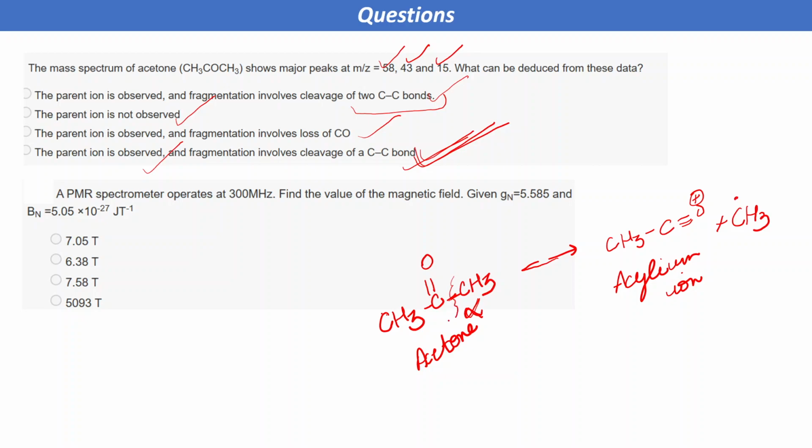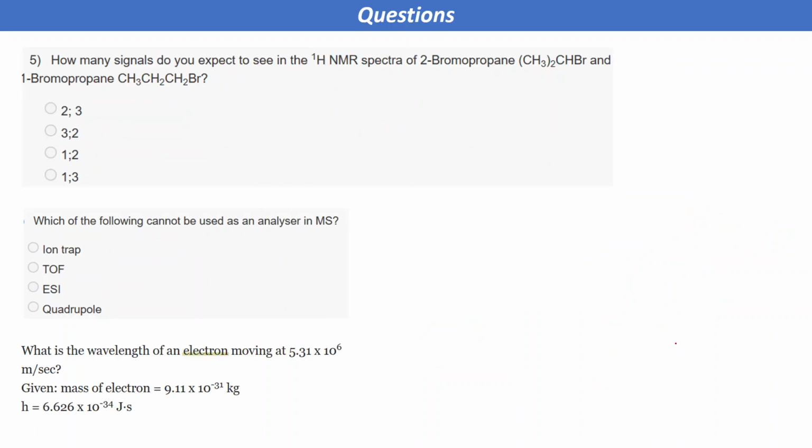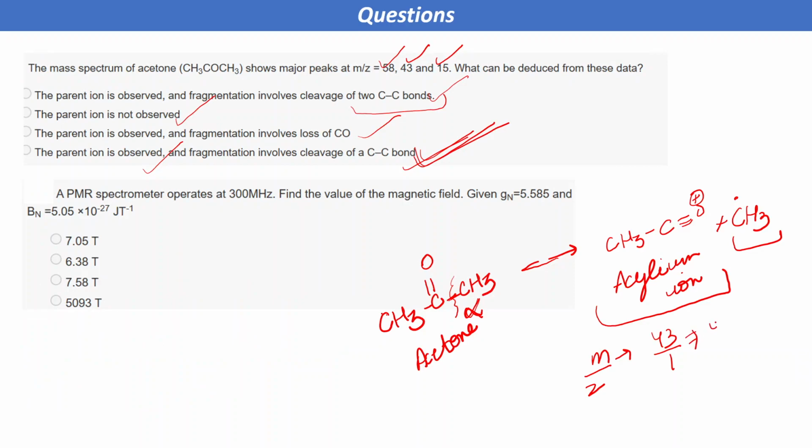And you know that in mass spectrometry the radicals are not detected, they generally go to vacuum. So we can only see the mass of this acylium ion, and if we calculate the m/z value, Z means charge is 1, so m/z will be 43. So this m/z 43 corresponds to that of the acylium ion.